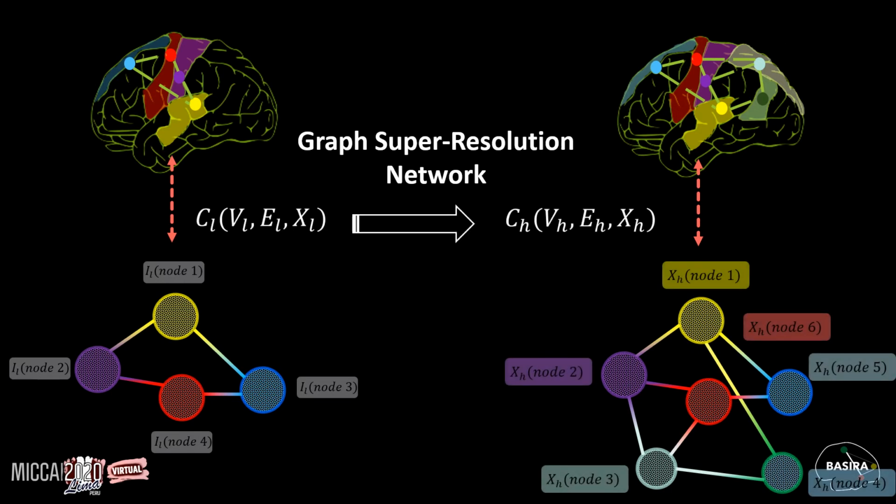We aim to map a connectome CL to a connectome CH. In other words, map the set of nodes VL to VH, in this case from 4 nodes to 6 nodes, and map the set of edges EL to EH, as well as predict the new high-resolution node embeddings matrix XH from the initial identity feature matrix XL.